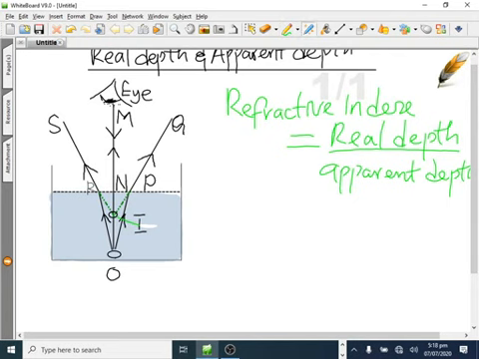So in case you have been given the real depth of an object NO and the apparent depth, you can also find your refractive index. Now remember that for this case, the ray is moving from water to air. So you can find the refractive index using real depth over apparent depth. Okay.